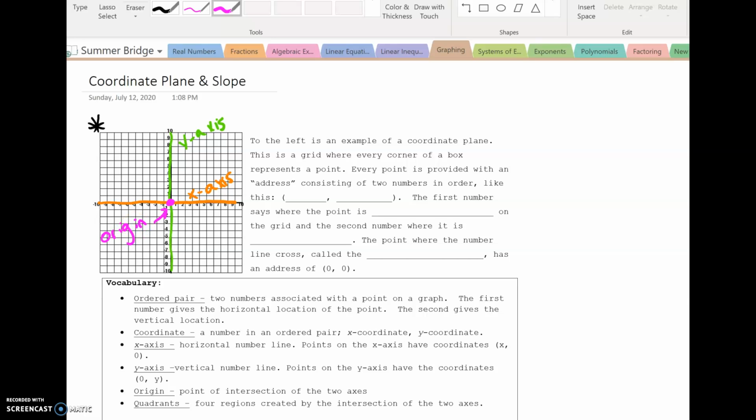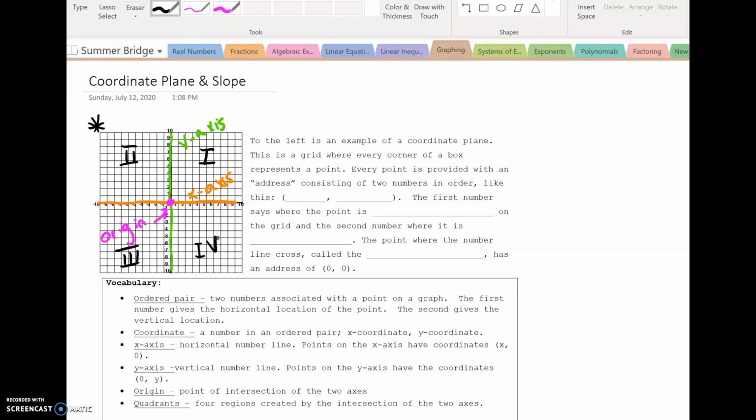Okay, and then each block here, that block right there, is what we call a quadrant, okay? And each quadrant has a number. So starting from this quadrant, that's quadrant 1, quadrant 2, quadrant 3, and quadrant 4. We typically do them using Roman numerals.